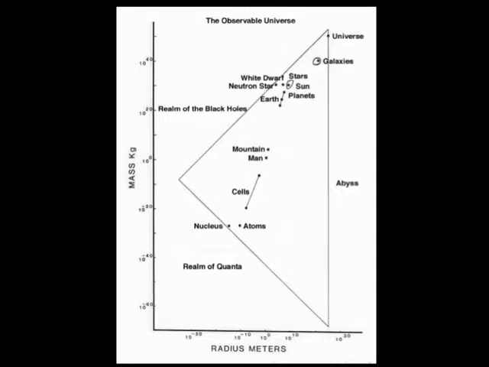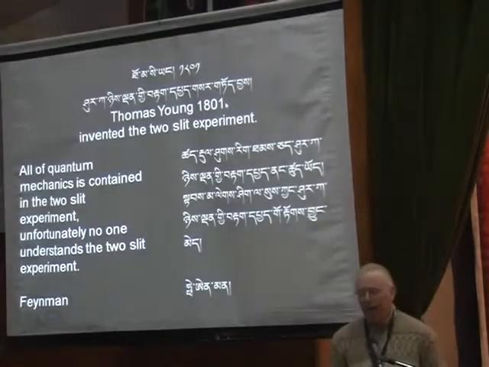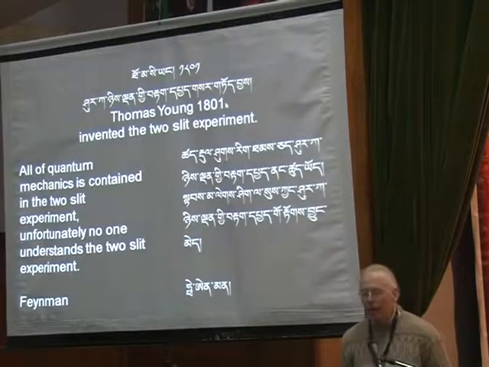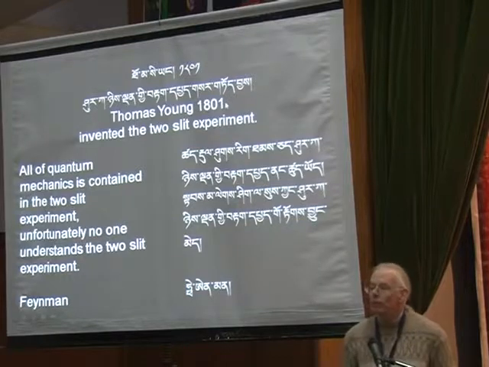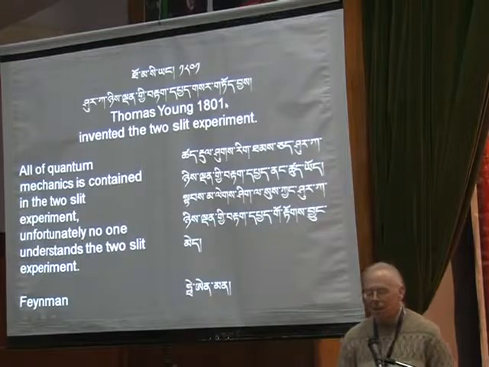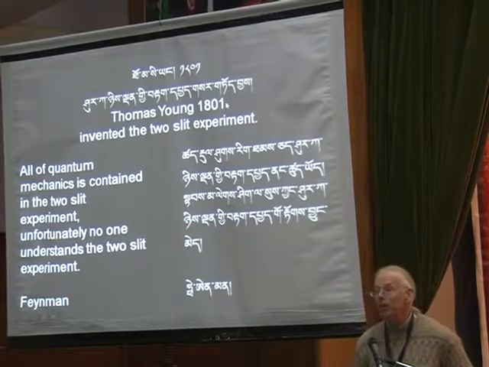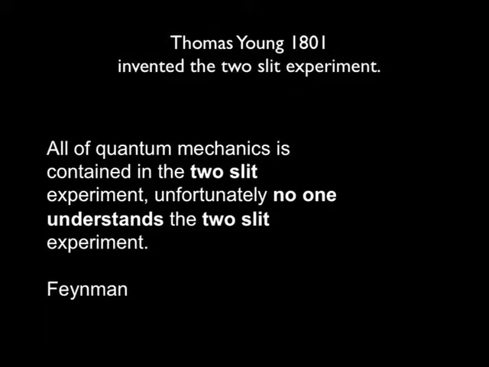Okay, there's one more line left. That's that bottom left line. And that bottom left line, it's the limit of quantum knowledge, that we've discovered that all particles behave as waves. And in 1801, Thomas Young did the 2-slit experiment, which I'll show you about. And Richard Feynman again said, all of quantum mechanics is contained in the 2-slit experiment. Unfortunately, no one understands the 2-slit experiment. And we heard that mentioned earlier today.